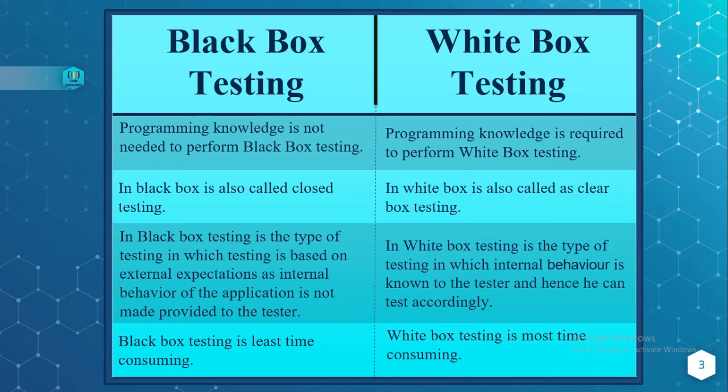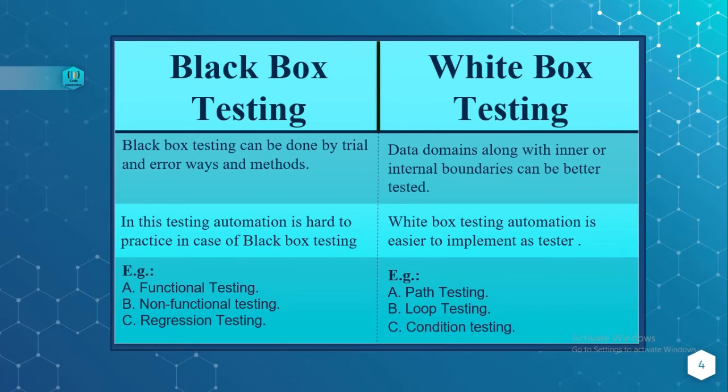Black box testing is least time consuming, it doesn't require more time, whereas white box testing is most time consuming and takes more time. Next difference, black box testing can be done by trial and error based methods. So you can use trial and error methods. Whereas in white box testing, data domains along with the internal boundaries cannot be better tested. In black box testing, automation is hard to practice, whereas white box testing automation is easier for the tester to implement.